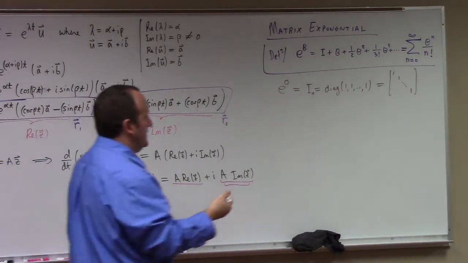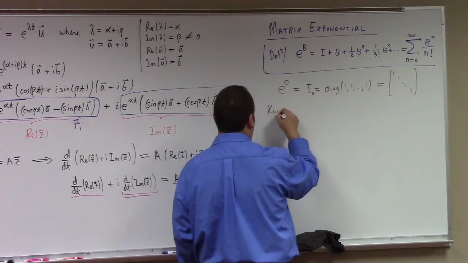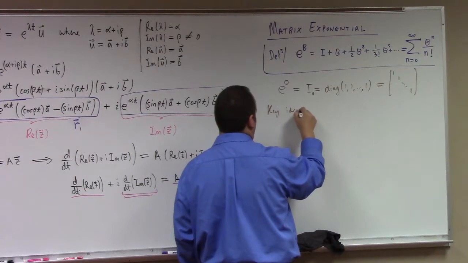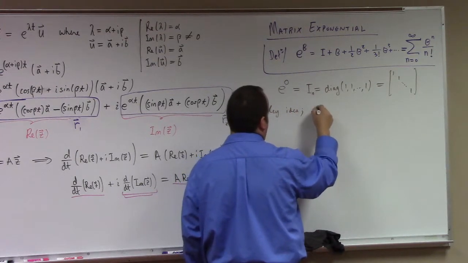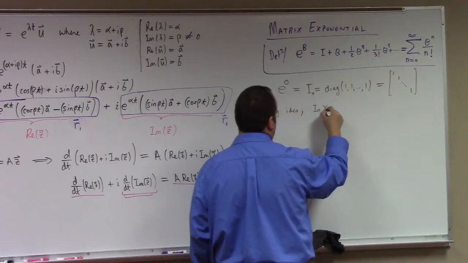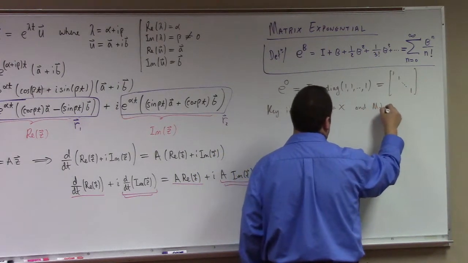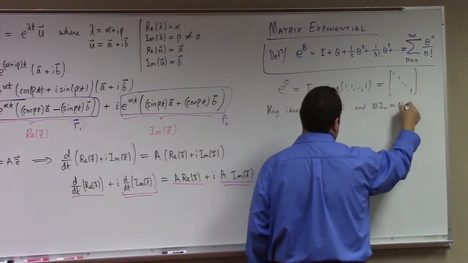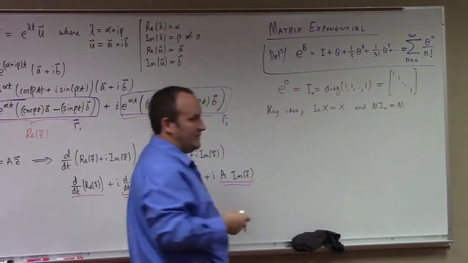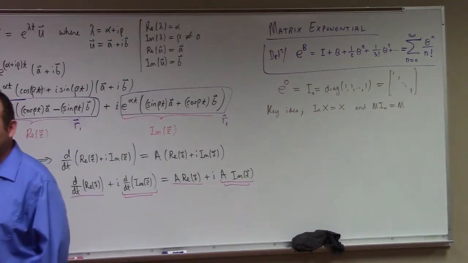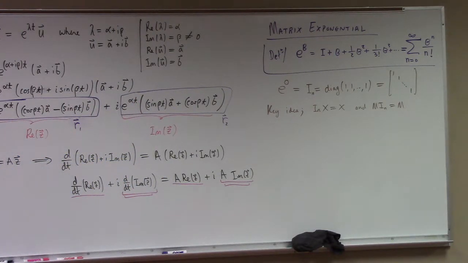The key thing about the identity matrix is what? Is that if we have I times any matrix x, we just get x again. And if we have any matrix m times the identity matrix, we just get the matrix again. I mean, the identity matrix, it's like it was never there, all right? Okay. That's my first observation. E to the 0 is equal to I. All right. What else can we say about this matrix exponential?